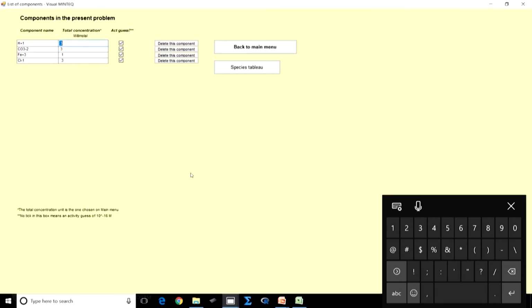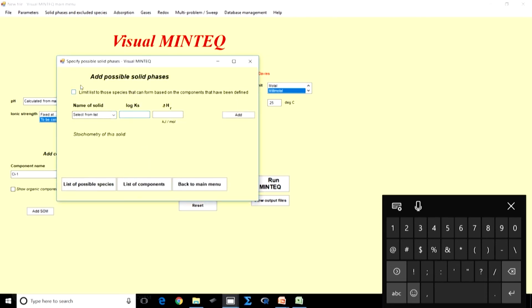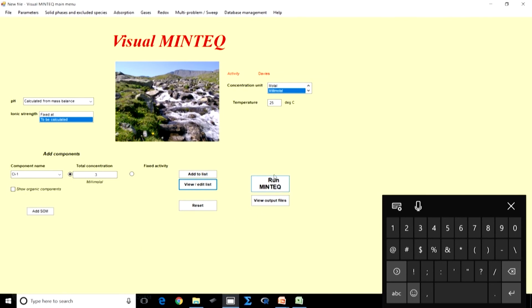I am going to just confirm the components here. H plus was 3 millimolar, CO3 was 3 millimolal, and I am putting in FeCl3 at 10 power minus 4, or 0.1 millimolal. That's why Fe3 plus is 0.1 millimolal, and Cl minus is 3 times that, which is equal to 0.3 millimolal. So back to main menu, and obviously I need to specify that precipitation is feasible, and that the solid that it can precipitate out is ferrihydrite, and I am adding that to the list, right, and go back to the list of possible species to see that it's included. Yes, it is included. Back to main menu, and now I can run my MINTEQ.